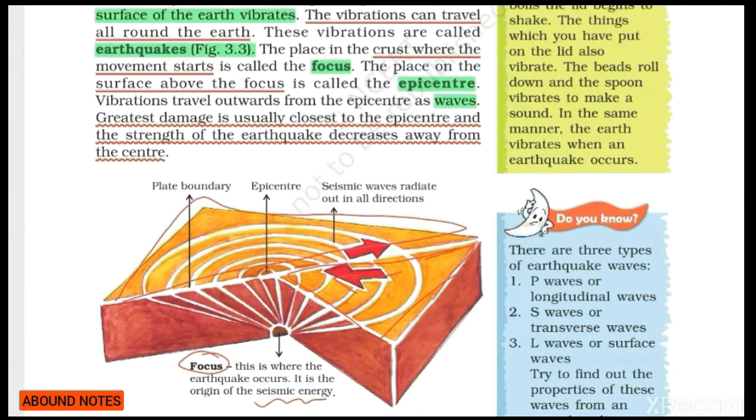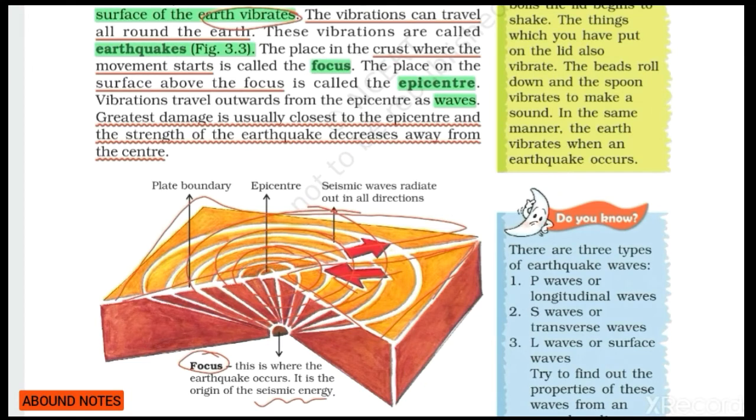Friends, when the lithosphere plate moves, the surface of the earth vibrates. The vibration can travel all around the earth, like these circles mentioned here. The vibrations are in a circular way. These vibrations are called an earthquake, okay. The place in the crust where the movement starts is called the focus. We saw the focus here. The place on the surface above the focus is called the epicenter. The seismic wave travels from the focus to the surface above it, and where it reaches is called the epicenter.